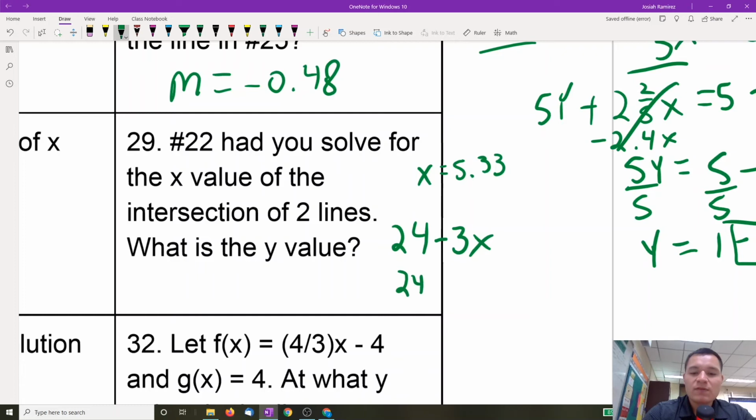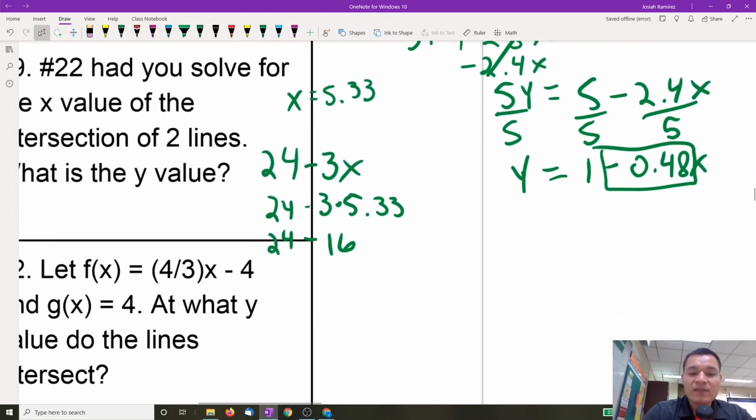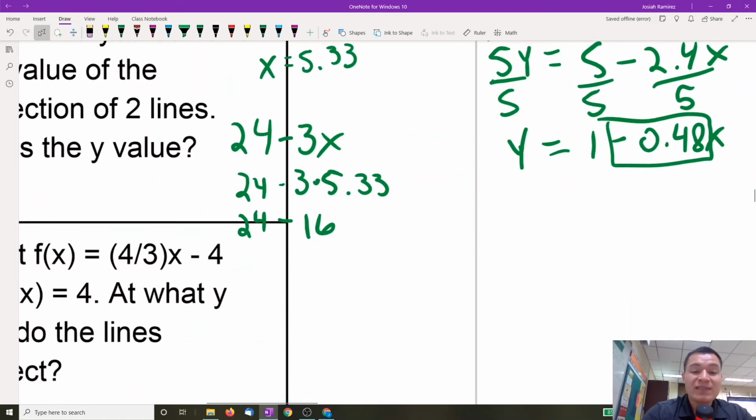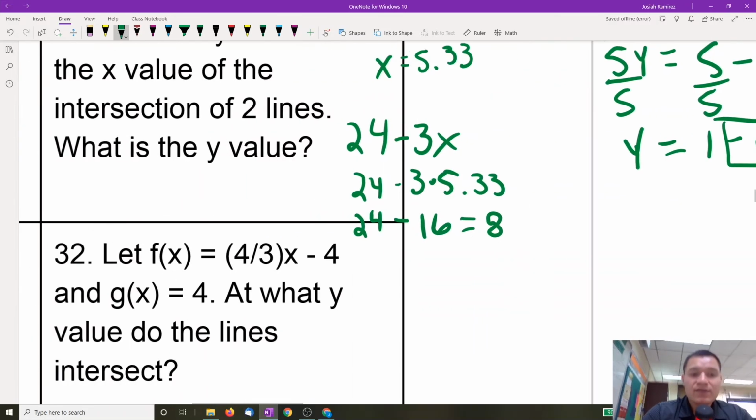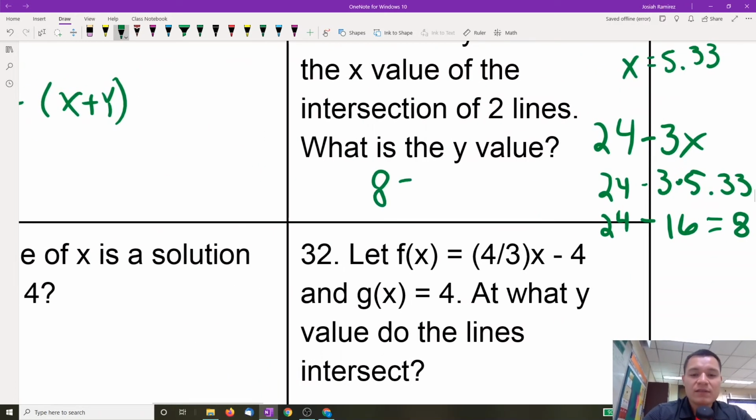So let's do 24 minus 3 times 5 1/3. That's minus 15.99. But really, if it's a third, I'm going to round this to 16, because thirds are infinite decimals, they're repeating. If you worked with the fraction version, it would have made 16. 24 minus 16 is 8. So the y value of this is 8.